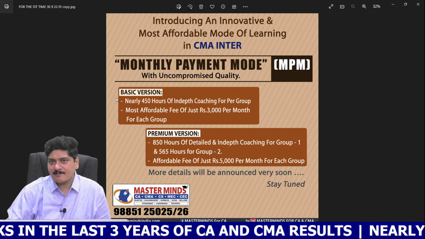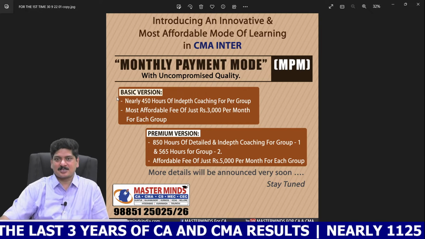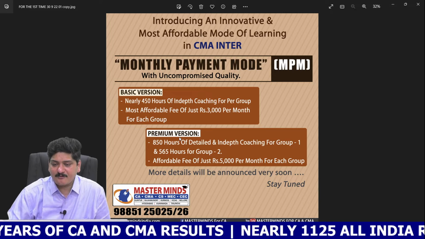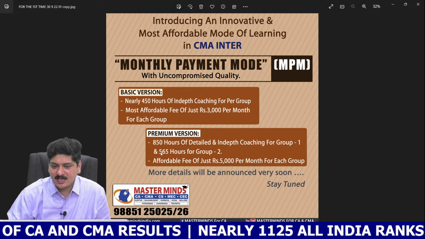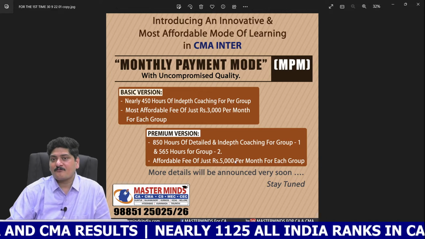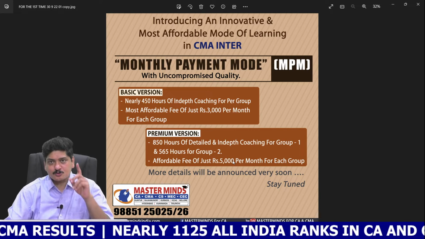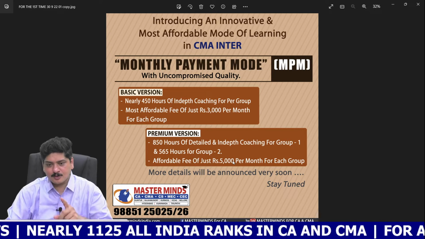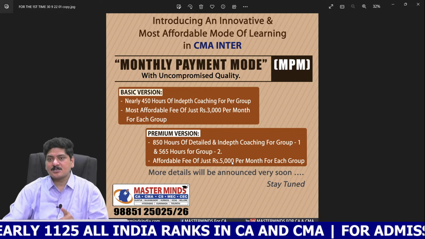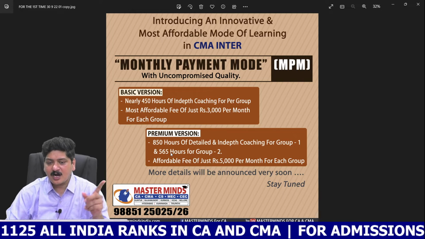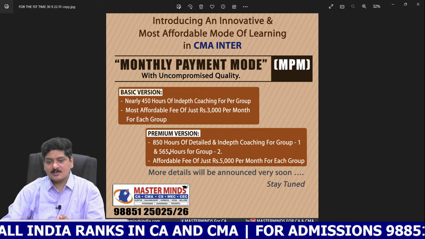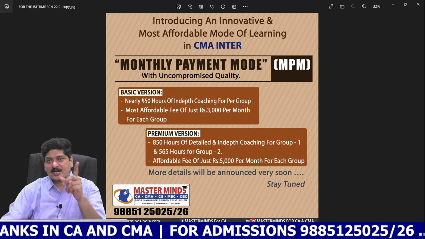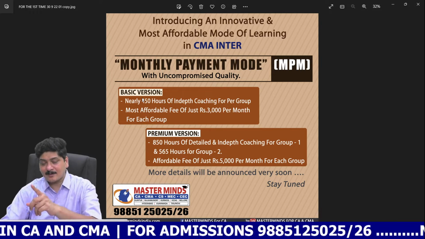The same monthly payment mode is available for CMA Inter aspirants also. In case of premium version, you'll be given access to 850 hours of group 1 and 565 hours of group 2 on a payment of 5,000 rupees per month. Please do know that this 5,000 rupees per month is per group. Suppose you have made a payment of 5,000 rupees, you'll be given access to either group 1 or group 2 videos.